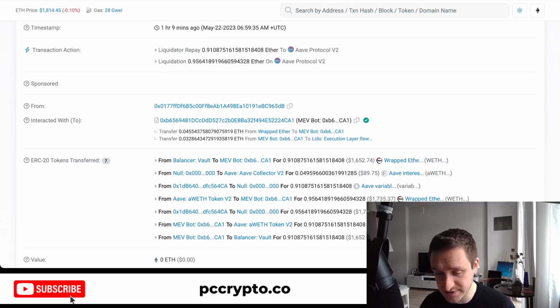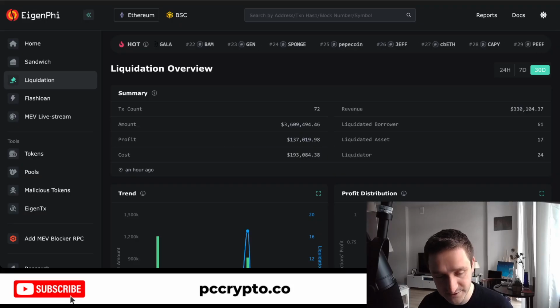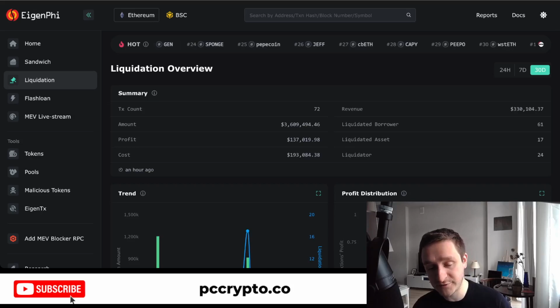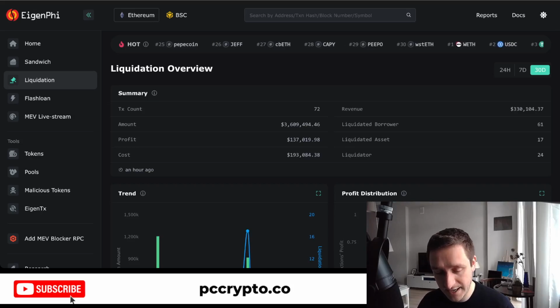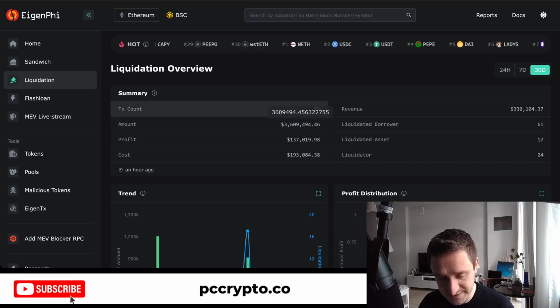You can see also that transaction on EigenPhi. EigenPhi is a tool where you can go for everything related to MEV. Really recommended, and you can see everything being done lately. So those are the transactions.